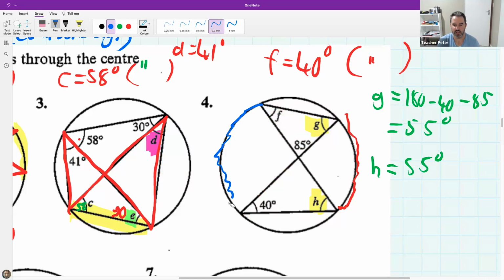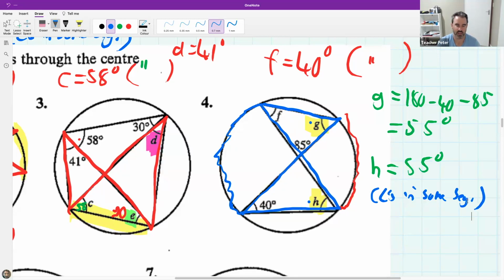You know that that arc builds that one. And so there's that angle. And there is that angle. So G and H are buddies. And this would just be angles in the same segment.